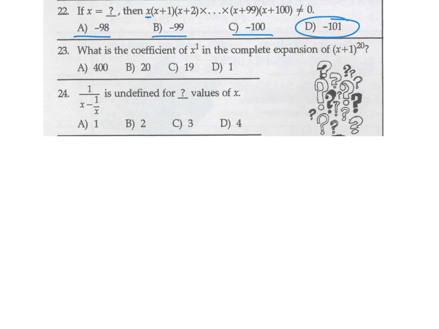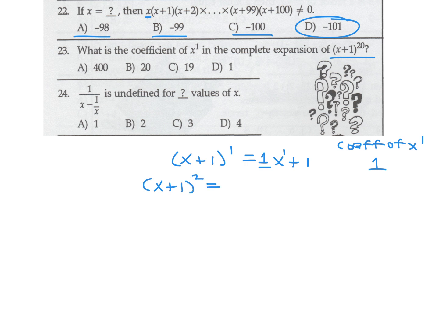What is the coefficient of x to the power of 1 in the complete expansion of x plus 1 to the power of 20? Okay, well, I'm certainly not going to expand it out, but I will show a little trend. X plus 1 to the power of 1 is just x plus 1, and the coefficient of x to the power of 1 is just 1, because there's nothing there, so you kind of assume that it's a 1. When you do x plus 1 to the power of 2, that's x squared plus 2x plus 1.